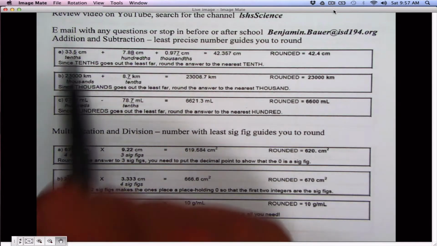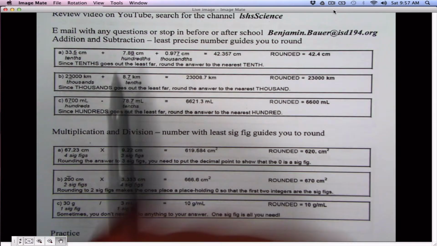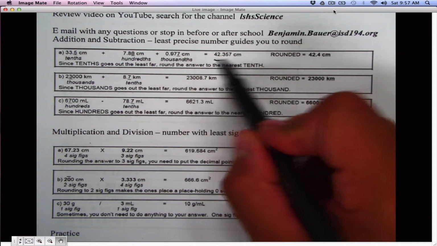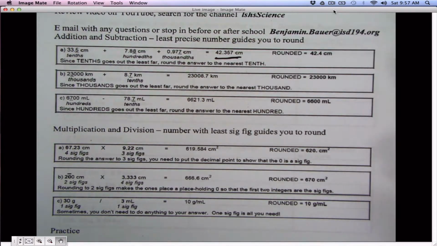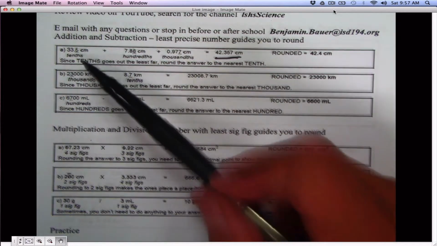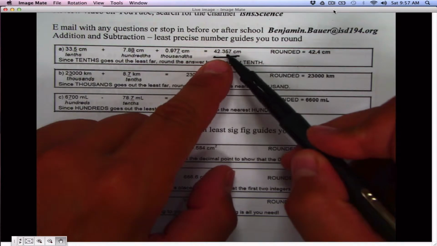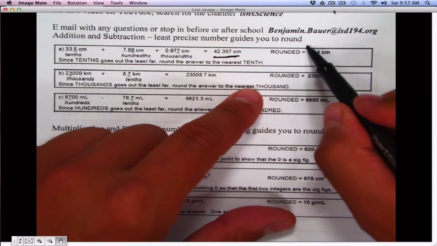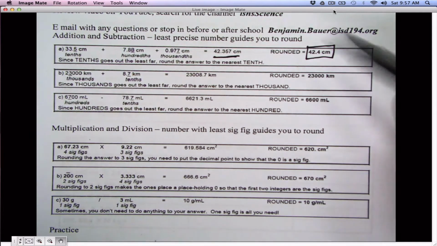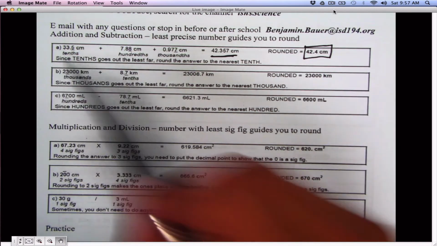So here's my calculation. 33.5 is to the tenths, plus 7.88 is to the hundredths, plus 0.0977 is to the thousandths. Here's my calculator answer. All right, that's what I'm going to get in the calculator. Now, because the least precise number is to the tenths, that's what I round to. So I go 42.3. Okay, I keep the 3. I look to the next one. Oh, that's a 5. That means I round up. So that would be my correct answer, 42.4, I rounded up from that number. All right, so adding and subtracting, least significant.